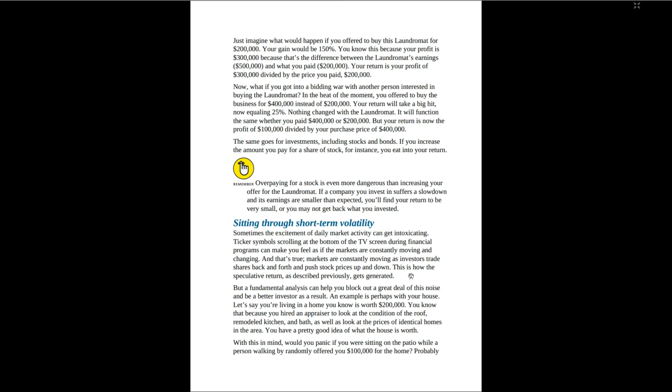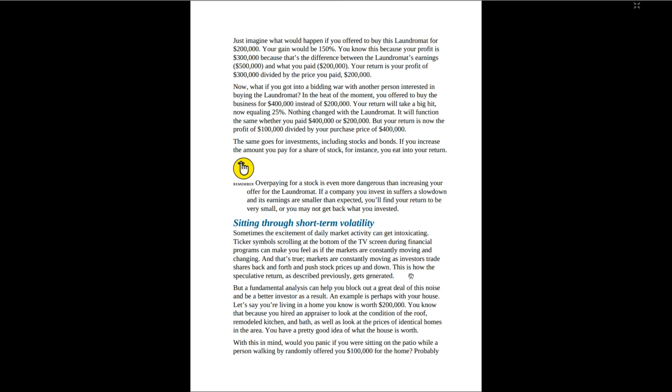Let's say you are living in a home you know is worth 2 lakh dollars. You know that because you hired an appraiser to look at the condition of the roof, the remodeled kitchen and bath, as well as the price of identical homes in the area. You have a pretty good idea of what the house is worth.